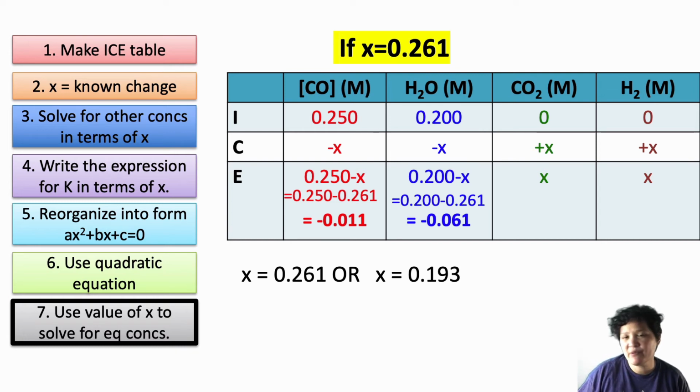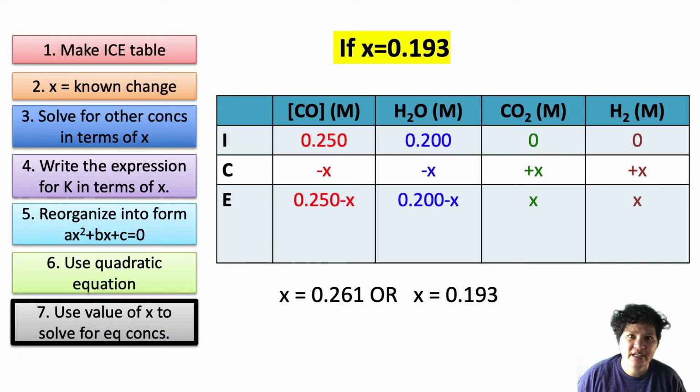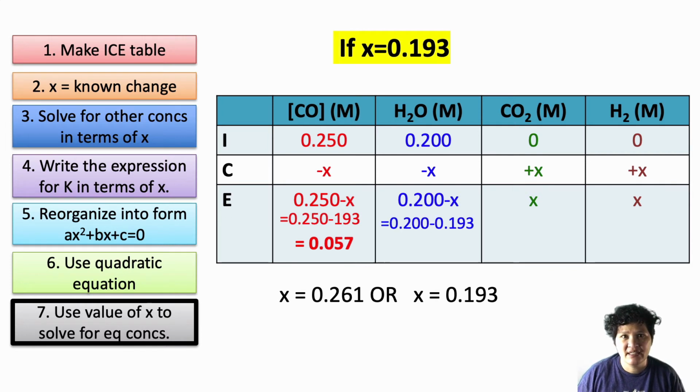And this is the way it will be with all of your solutions. You will always have two possible solutions, but only one of them will give you a concentration that actually makes sense. So let's go ahead and use the other value of x, 0.193. For carbon monoxide, we had 0.250 minus x, 0.250 minus 0.193, and you can see that we get 0.057. And then we can go ahead and put the value of x in for the other concentrations as well.